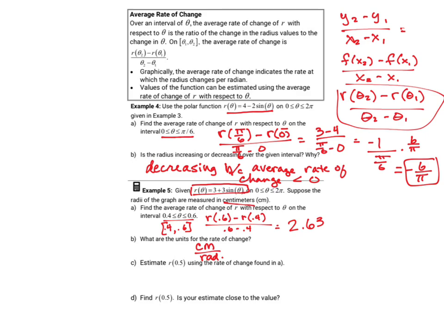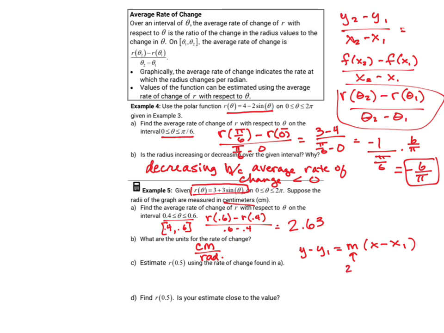Estimate R of 0.5 using the rate of change found in A. So we're going to estimate R of 0.5. Here's what I did. On mine, I went old point slope form. Y minus Y1 equals M times X minus X1. And I'm trying to find R of 0.5. So I have slope is 2.63.